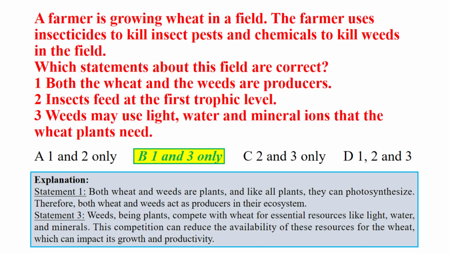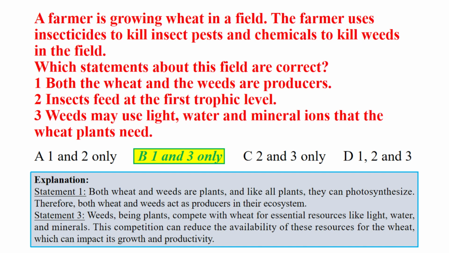Your options are: 1. Both the wheat and the weeds are producers. 2. Insects feed at the first trophic level. 3. Weeds may use light, water, and mineral ions that the wheat plants need. Let's break down each statement to find the right answer. First, statement 1, both the wheat and the weeds are producers. Plants, including wheat and weeds, are producers because they can perform photosynthesis. This means they produce their own food using sunlight. So, statement 1 is correct.